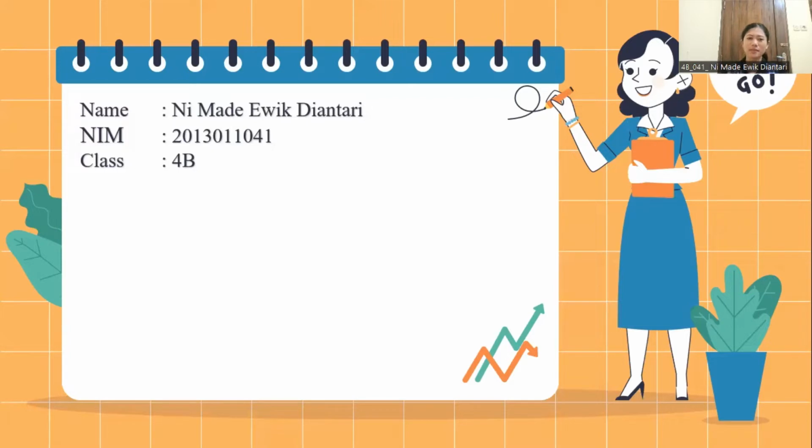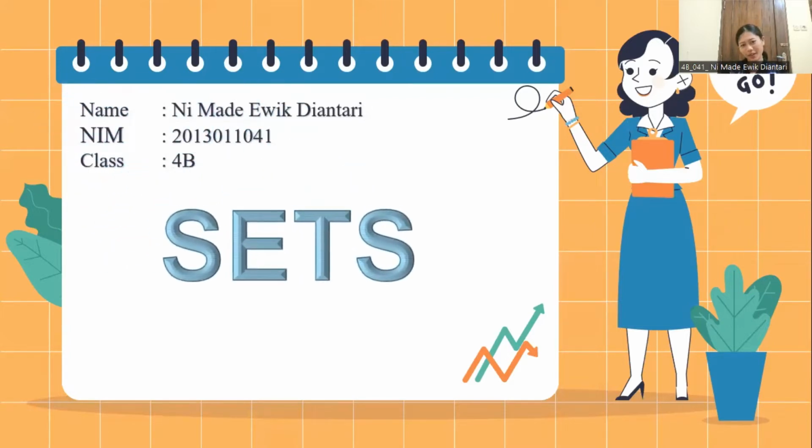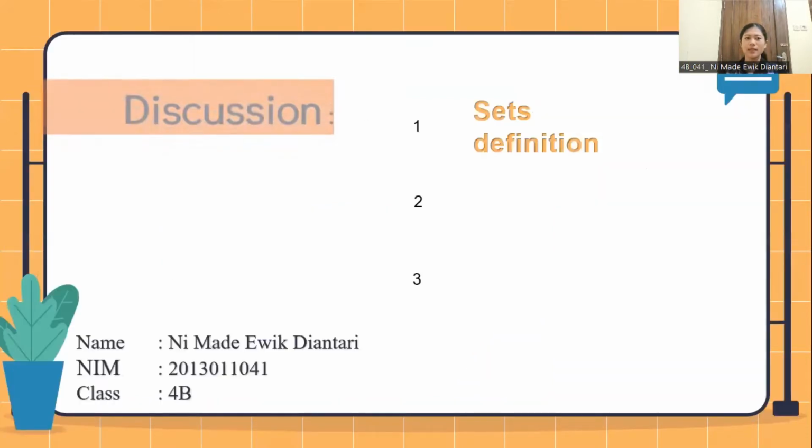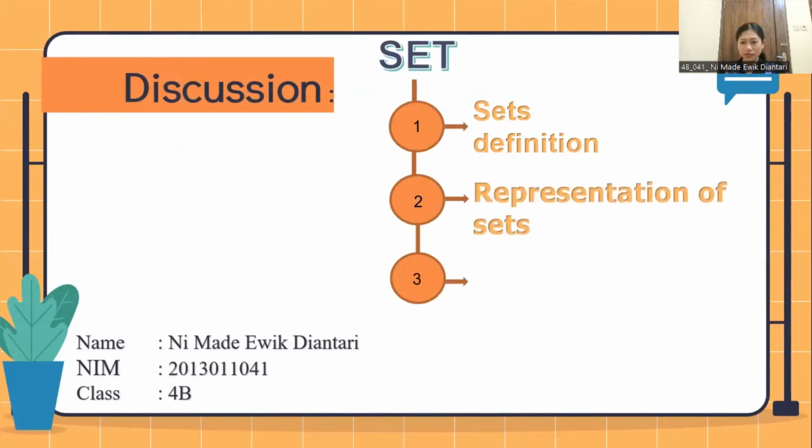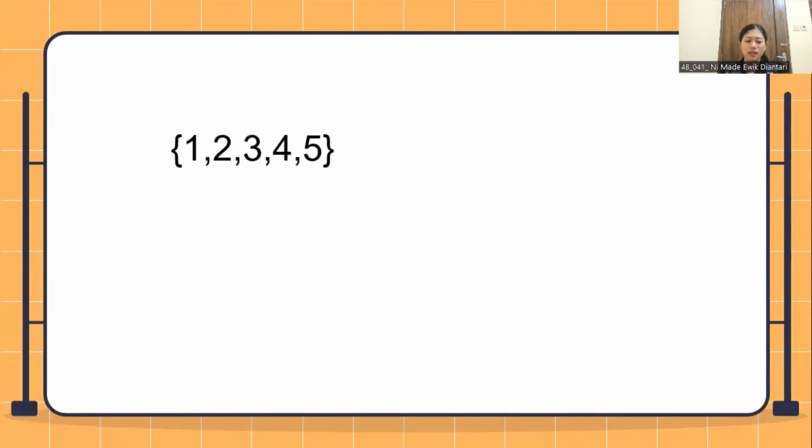Today we're going to talk about sets in math. Let's get cracking. So the discussion today is first, sets definition, second, representation of sets, and third, types of sets. A set can contain anything, be it a collection of numbers, days of the week, fruits, etc. A simple example is a set of positive integers up to 5, which looks like this. But exactly how do we define and use sets? Let's take a look.